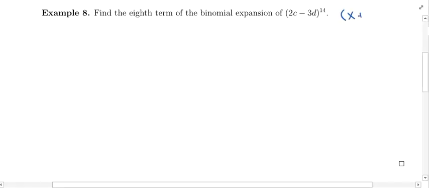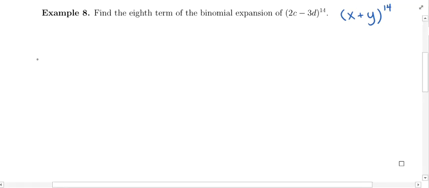Okay, let's look at x plus y raised to the 14th power here. If you did the full expansion, you would have 15 terms. Remember, you would take the degree and add one. There would be 15 terms total, but we're interested in the eighth term only.